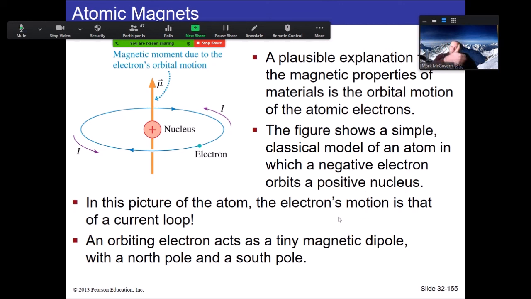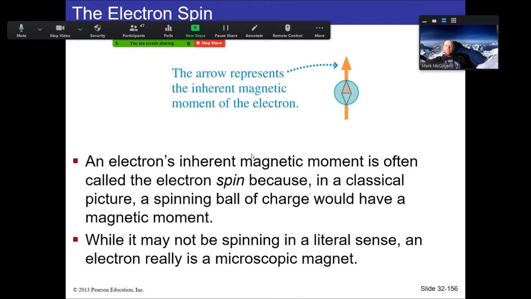And you loop your hand around with the current, and your thumb points upward here. So that is a little tiny magnetic dipole, and it would have a magnetic interaction. It has a north on the top and a south on the bottom. So that's what that looks like. It's because of that electron spin.